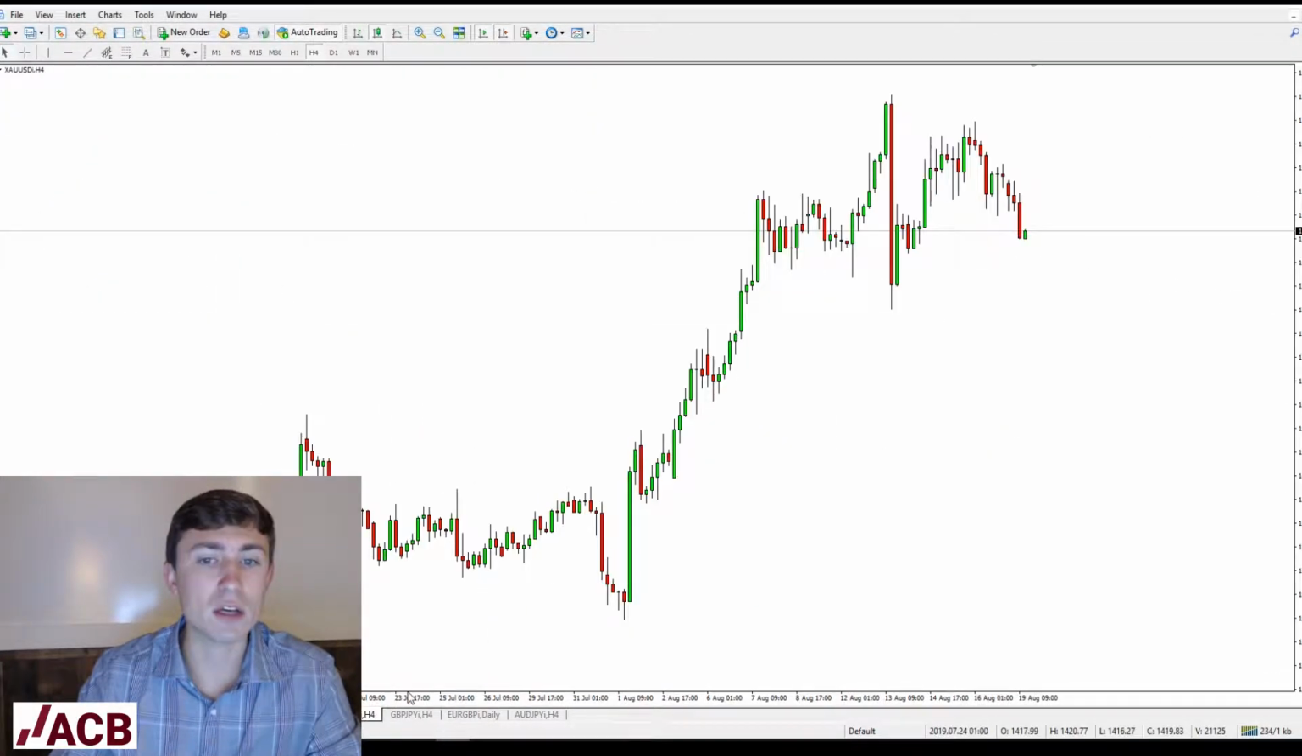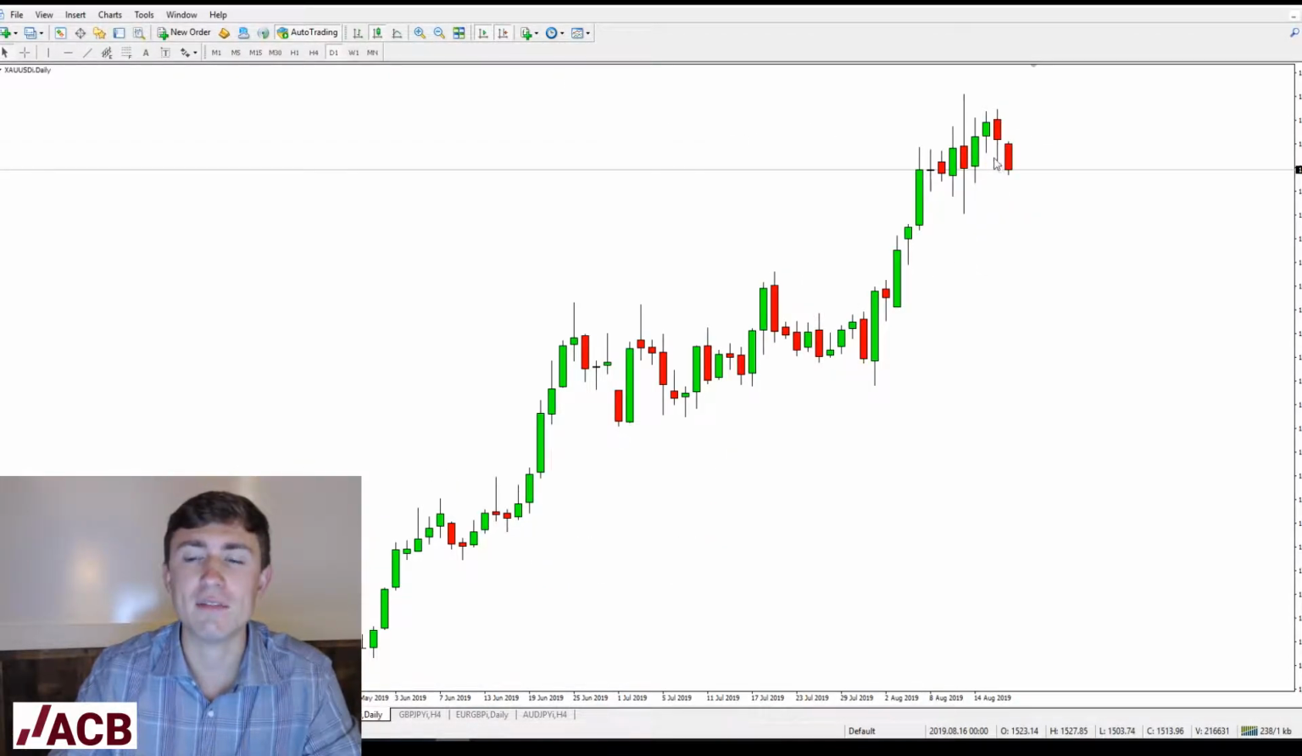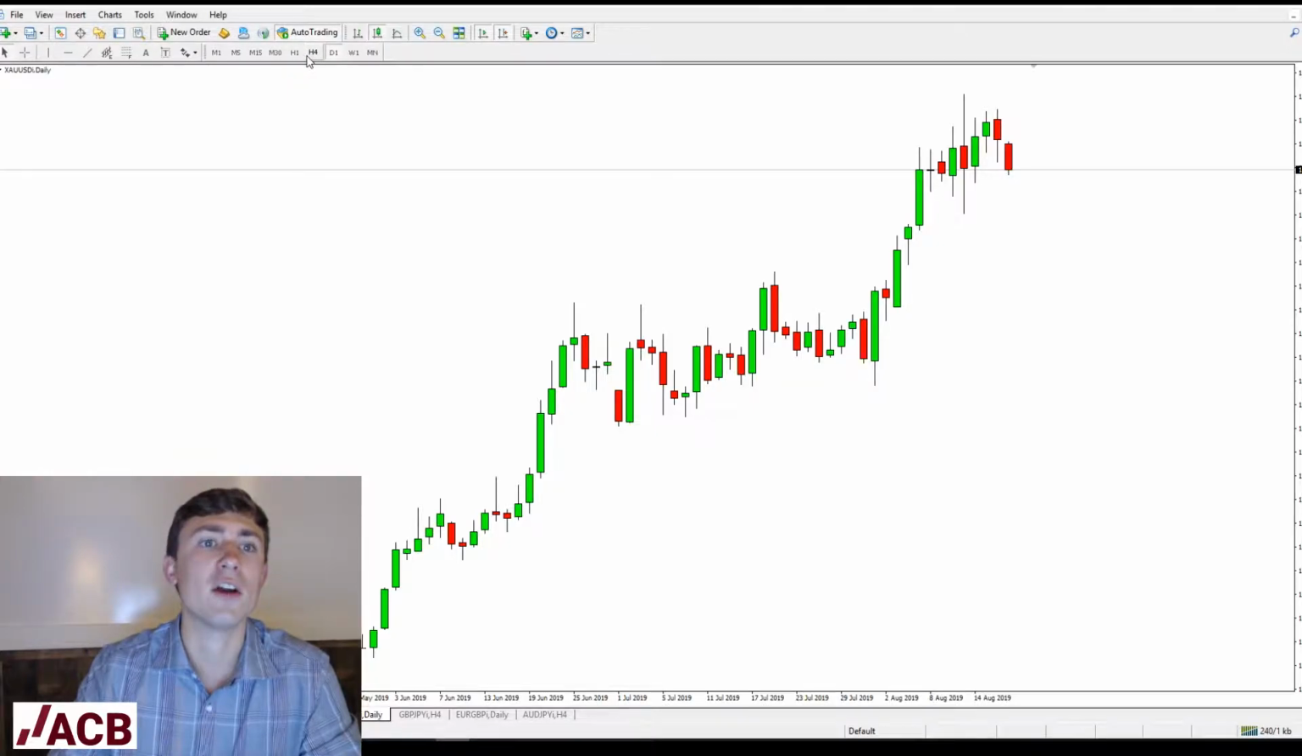Next up is going to be gold, the very popular currency, or currency pair, or commodity to trade recently. Gold has been skyrocketing, but now we actually see our first significant pullback that we're starting to see unfold on gold.